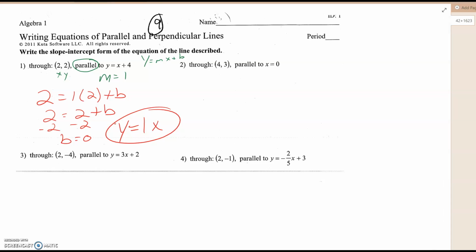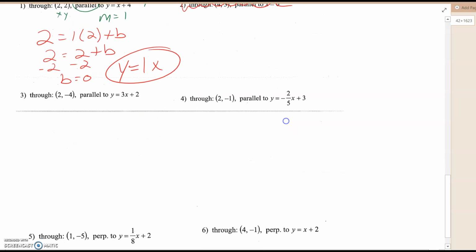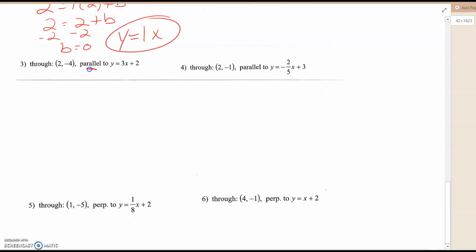All right, we are not going to do number 2. Hey, but if I go to number 3, parallel. So what would my slope be of my new line? Slope is 3. Same slope, parallel, same slope. This slope is 3. So now I have my x and my y. So I could plug it in. Y, negative 4, equals m, which is 3, x, which is 2, plus b.